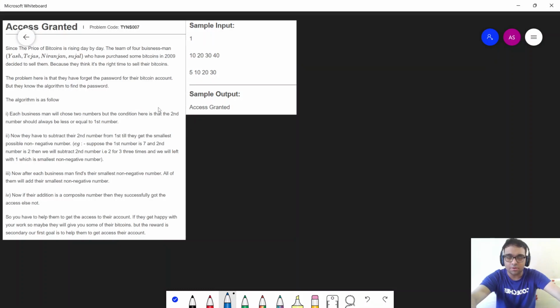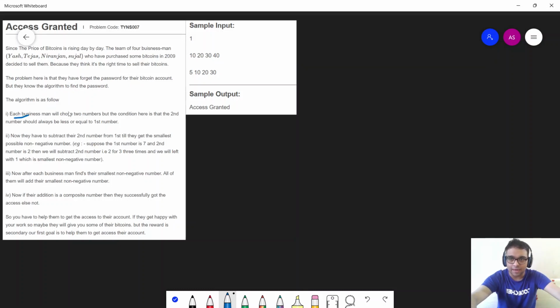Okay, now let us try to understand the problem statement. Since the price of bitcoins is rising day by day, a team of four businessmen who purchased some bitcoins in 2009 decided to sell them because they think it's the right time to sell their business. The problem is that they forgot the password for the Bitcoin account, but they know the algorithm to find the password. The algorithm is as follows.